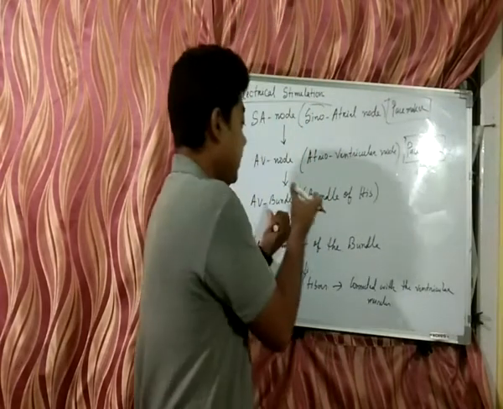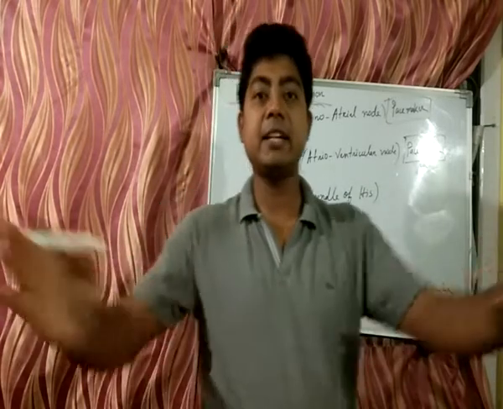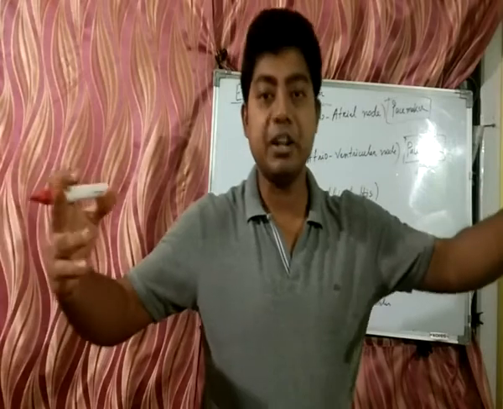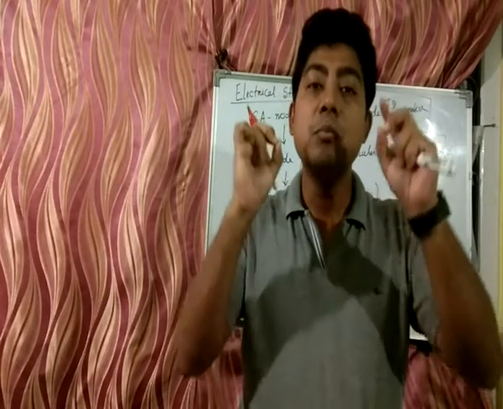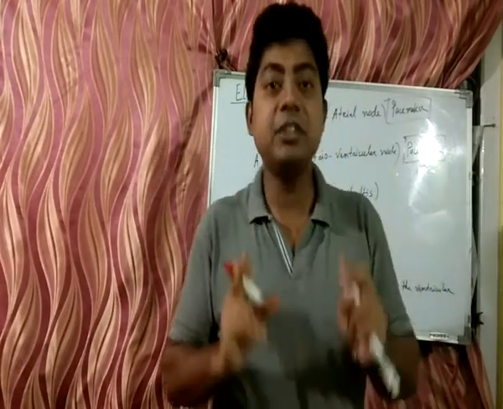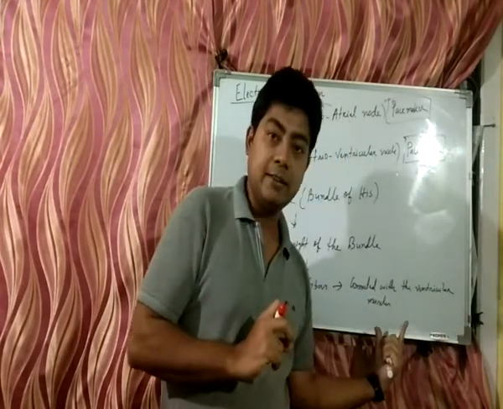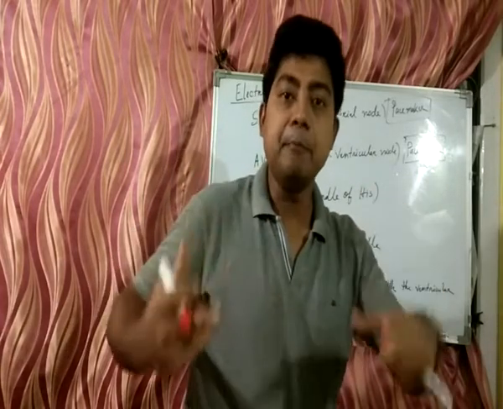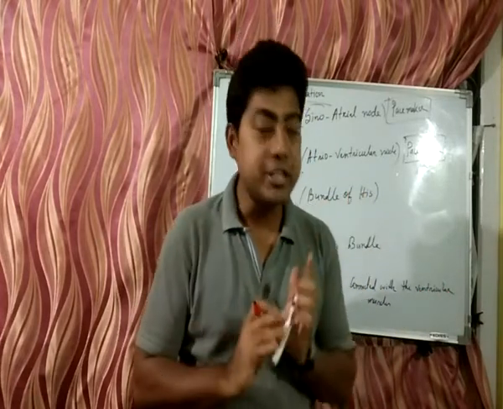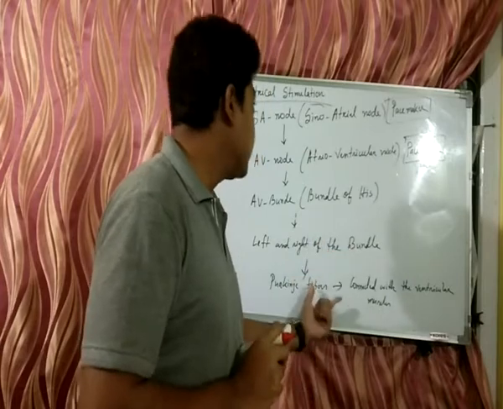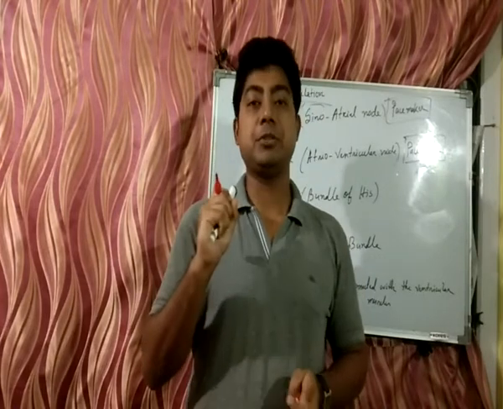And from this it moves to the bundle of His, and this bundle of His separates towards the left and right side of the heart. Then these end with fibers called Purkinje fibers, which are connected with the ventricular muscles, so that the impulse can be conducted to the ventricular regions also, left as well as right. This is the sequence which occurs during the electrical stimulation.